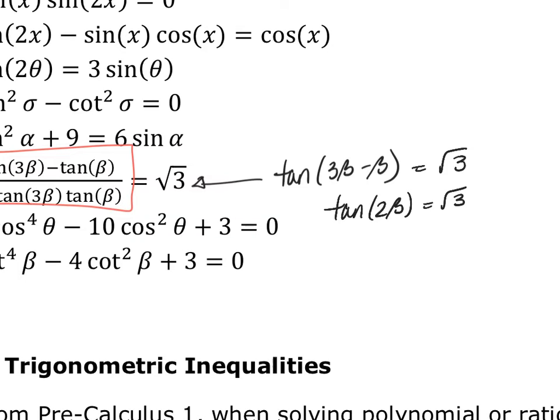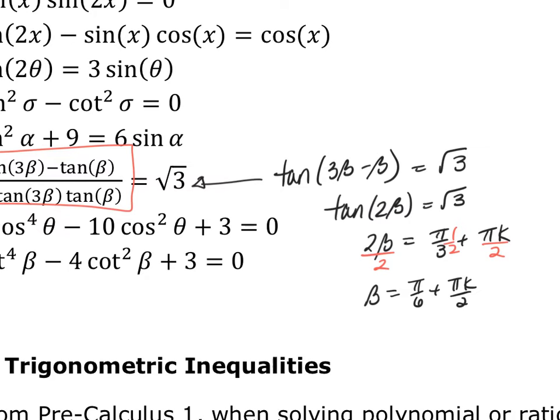Pi over 3. So 2 beta is equal to pi over 3 plus pi k. Now, I have a 2 as a multiplier, so I do have to divide everything by 2, which is multiplying by 1/2 when I already have a fraction. So beta is equal to pi over 6 plus pi k over 2. Now, what do you think I'm going to do with that pi k over 2?